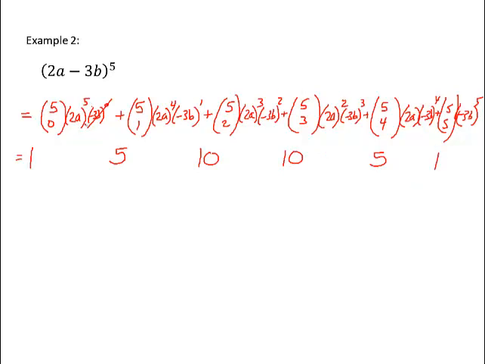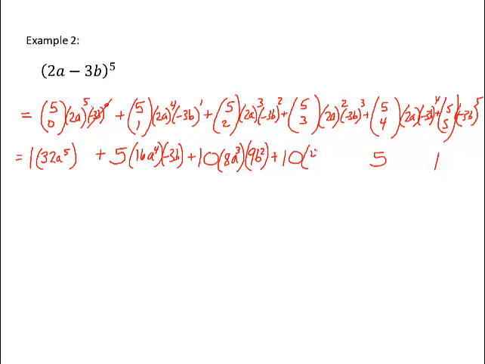All right, now we have to do some exponent stuff here. So 2a to the 5th is 32a to the 5th. 2a to the 4th is 16a to the 4th, but we still have a negative 3b to multiply by. 2a cubed is 8a cubed. Here we have to square the negative 3b. Okay, that's going to turn into a positive 9b squared.